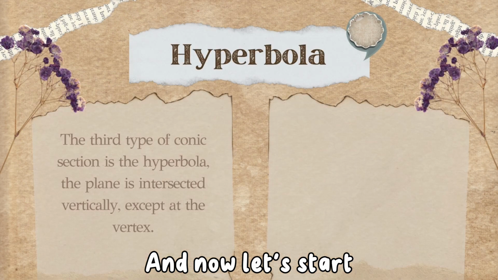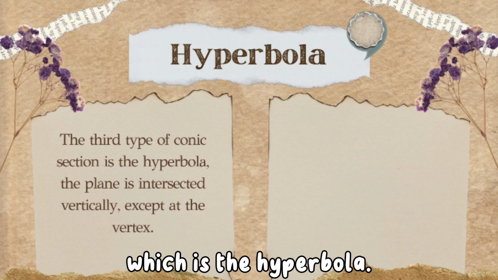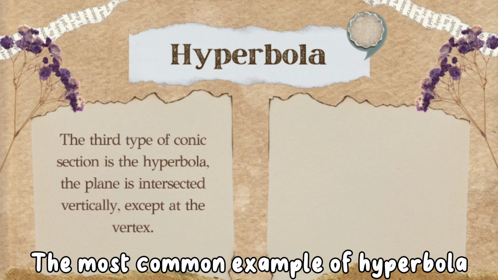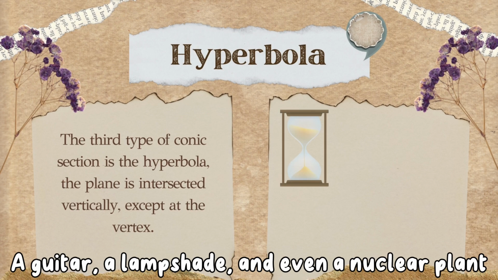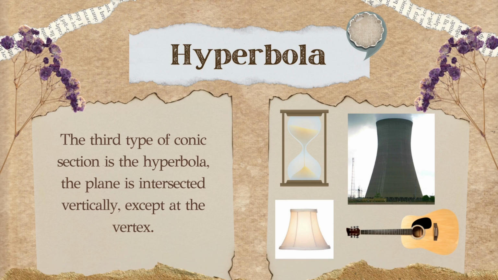Let's now move on to the last 2 types. Go ahead, Dee. And now let's start with the third type of conic section, which is the hyperbola. The plane is intersected vertically except at the vertex. The most common example of hyperbola is the hourglass. A guitar, a lampshade, and even a nuclear plant can be an example.